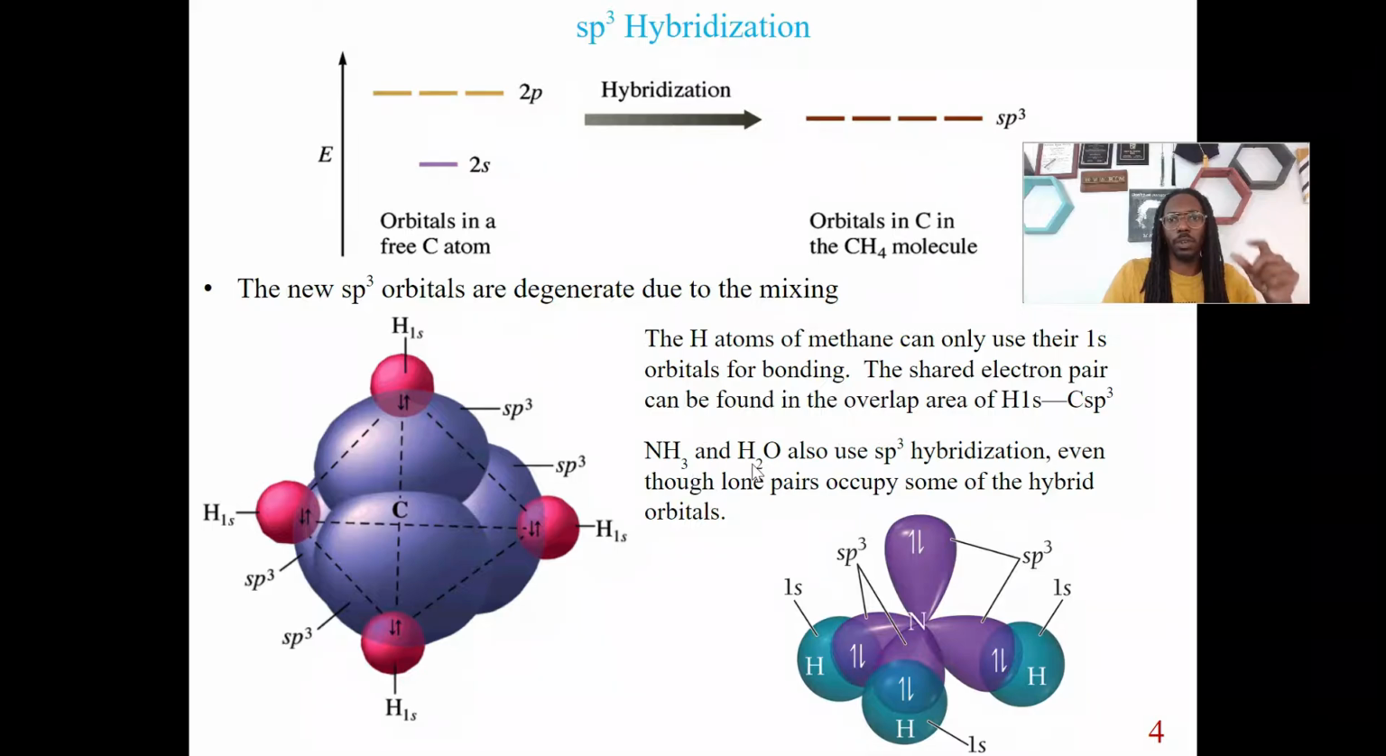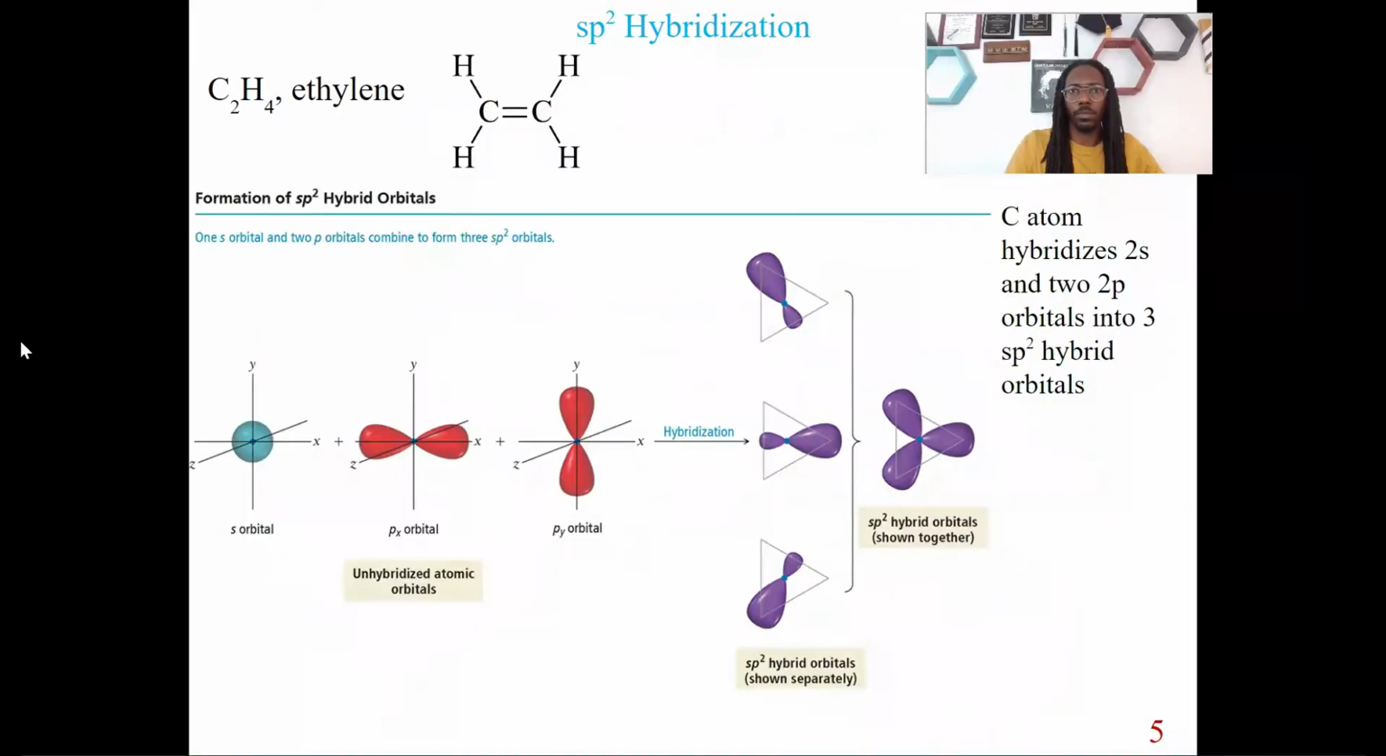Now, NH3 and H2O also use the sp3 hybridization, even though they have lone pairs. So in this case, NH3, here we go, lone pair here, but it's still sp3 overall.